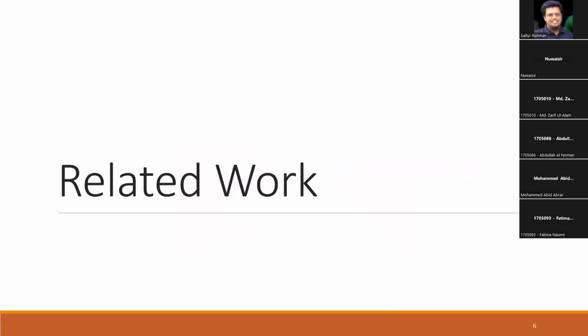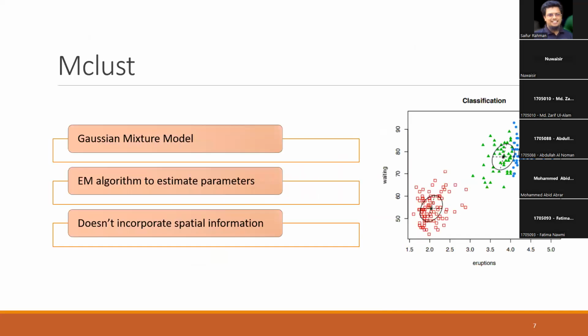Now we will discuss the related works in this domain. Most of the work done in this domain is unsupervised. First of all, we will discuss the mclust method. This is a very popular method. It uses a Gaussian mixture model. For estimating the parameters in this model, the EM algorithm is used. But the problem is that this does not incorporate the spatial information among the spots, so the tissue clustering is not very continuous.